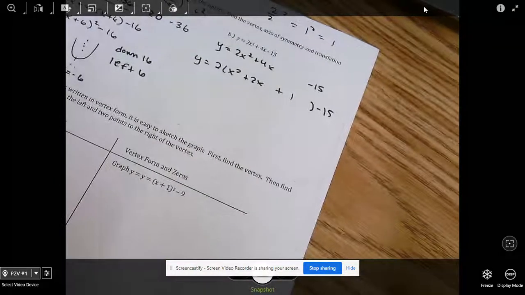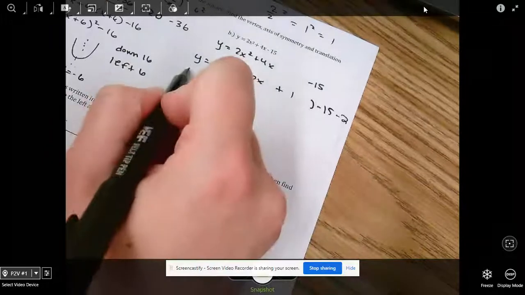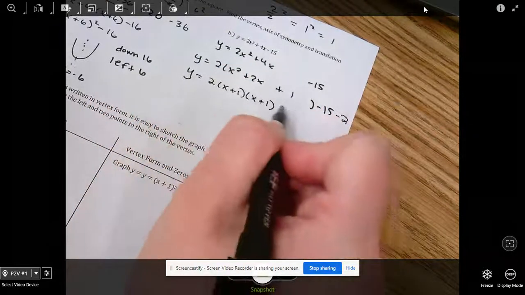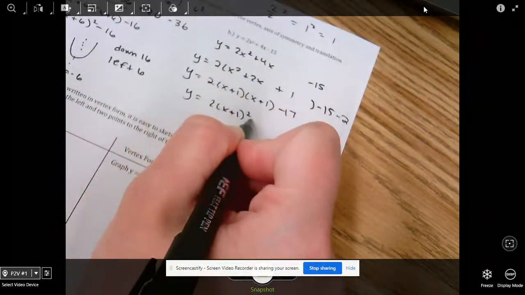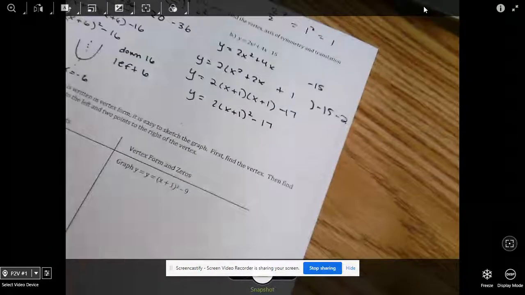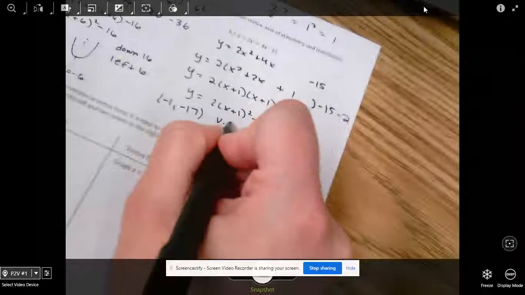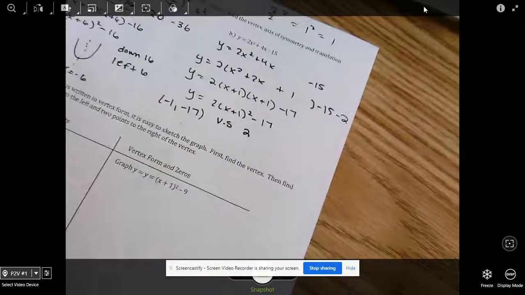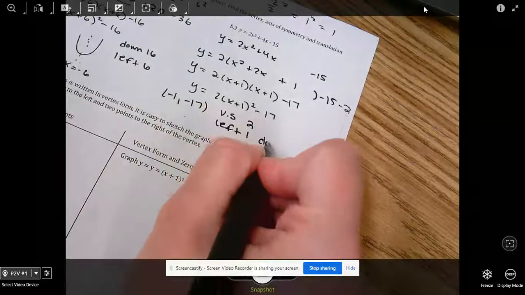But am I really adding a 1? No, I'm really adding a 2, so I better subtract 2. So y equals 2, x plus 1, x plus 1, minus 17. Y equals 2, x plus 1 squared, minus 17. Okay, so the vertex is negative 1, negative 17. There's a vertical stretch of 2. And then there is a left one. And then a down 17. Okay.